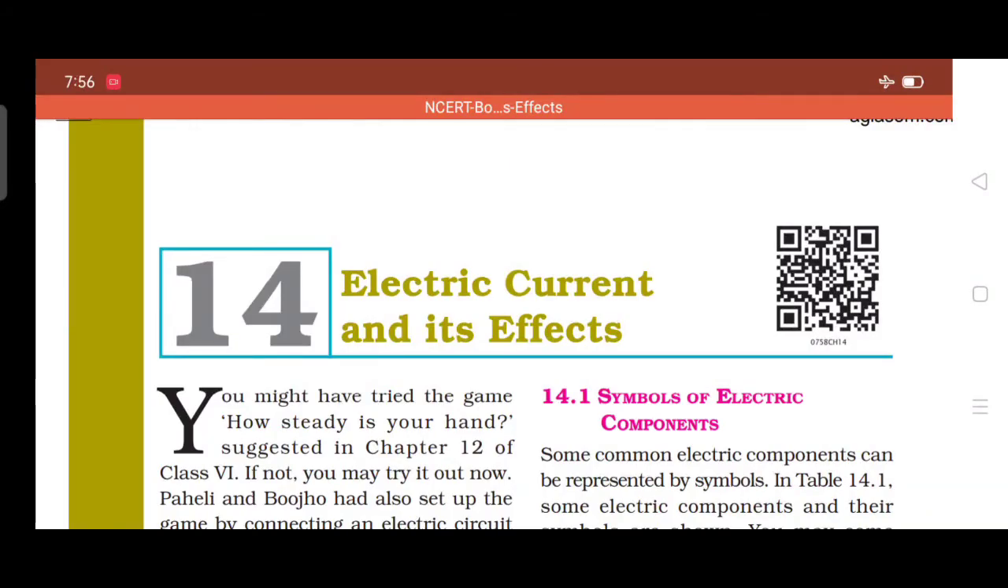Friends, today we are going to study the topic electric current and its effects. Last class we discussed some portion, right? Today we are going to discuss the remaining topic.